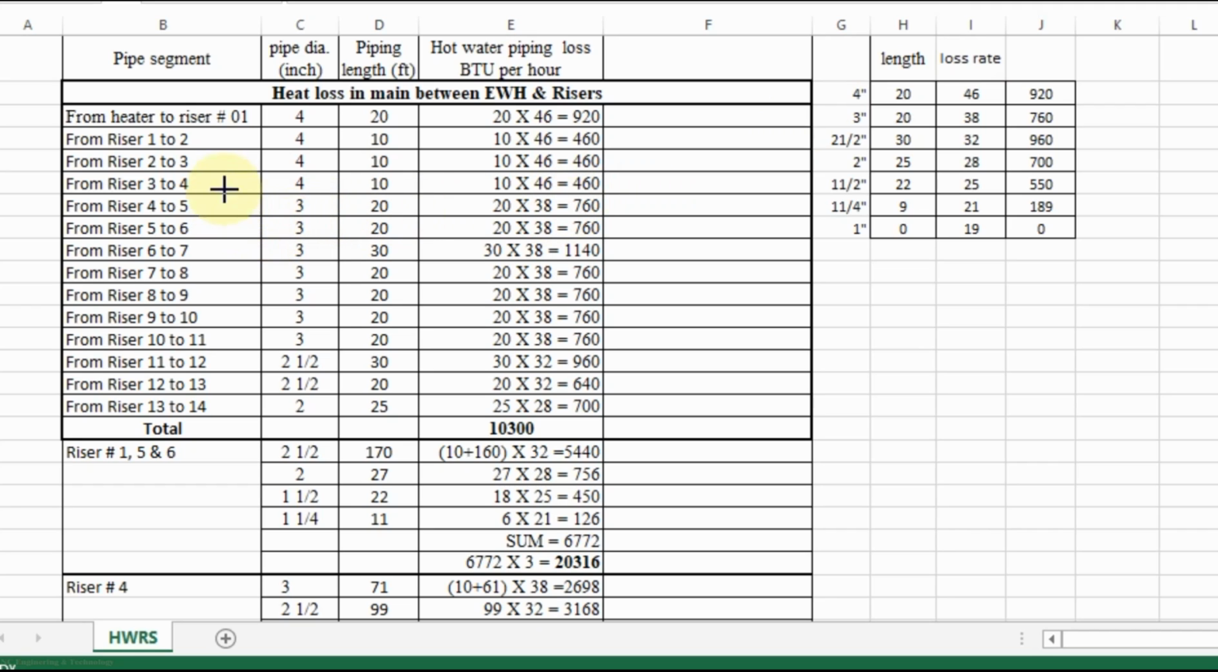For the pipe segment between the electric water heater and riser number 1, the pipe size is 4 inch and its length is 20 feet. We have selected from the table for 4 inch pipe size the heat loss rate of 46 BTU per hour per linear foot. So when we multiply this length 20 feet by 46, we get the total heat loss in this pipe segment equal to 920. Similarly, we have calculated the heat loss in all other pipe segments, and the total heat loss in the main at the basement is equal to 10,300 BTU per hour.